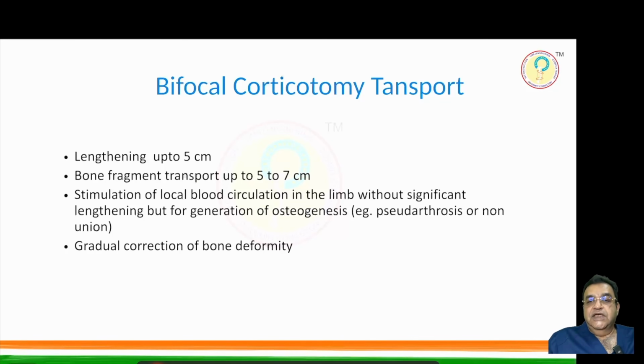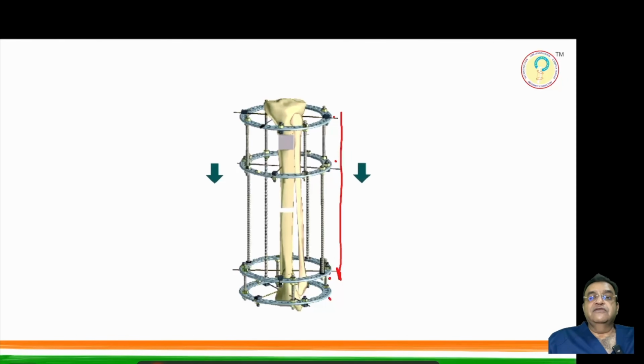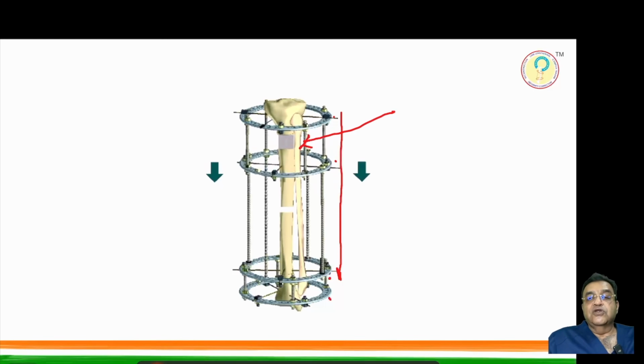So we will see this animation of how this bifocal transport occurs. So you can see that it's a very simple procedure. The middle ring is the transport ring. It works on a single threaded rod. So it becomes very easy with a single threaded rod. Corticotomy is done at upper level. This is the level of corticotomy, and the bone fragment is transported down. So this is bifocal transport.